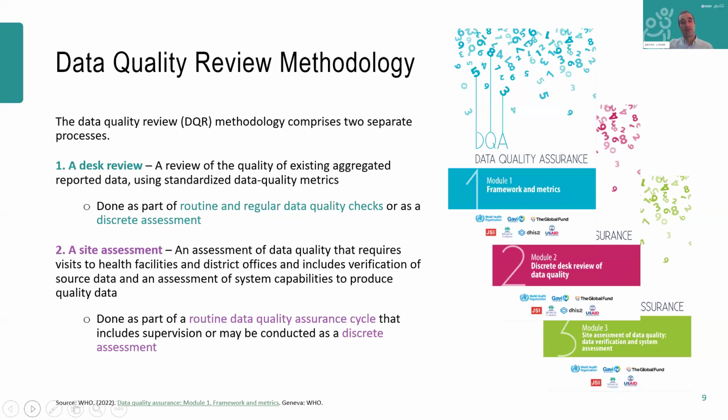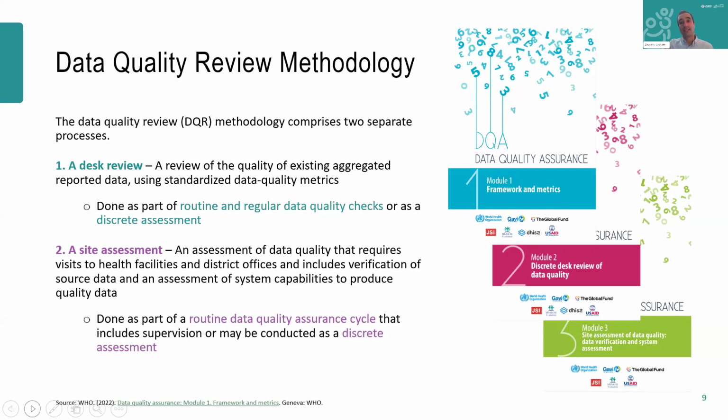All of these modules include guidance documents, implementation guides, training materials, and standardized tools in Excel and DHIS2 that can be used for conducting data quality reviews. The aim of these resources is to provide a common language and standard metrics for the measurement of data quality. The DQR methodology, which is described in detail in Module 1 of the toolkit, comprises 2 separate processes that are described on this slide. The first process is a desk review that looks at the quality of data that has been aggregated and reported.